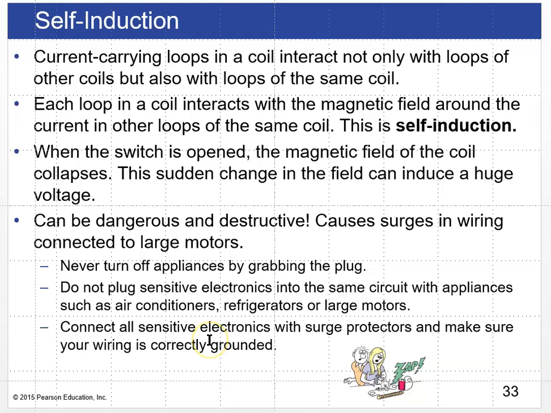Do not plug sensitive electronics into the same circuit with appliances such as air conditioners, refrigerators, or large motors, because every time those things turn on and off, they will slowly start destroying your sensitive electronics. Connect all sensitive electronics to surge protectors and make sure your wiring is properly grounded. Surge protectors don't work unless the wiring is grounded properly.